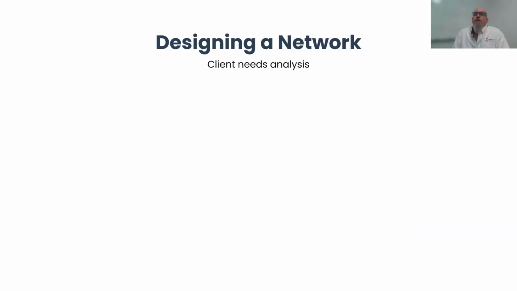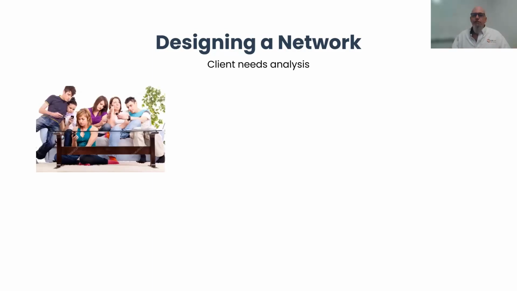Well, the funny part is you don't start by looking at the hardware. What you actually have to understand is the network should be designed to support the people and the products that will use it, and it should be tailored to the environment it will be installed within. So the reality is, to design a network, everything starts with a great client needs analysis and then a project requirements checklist.